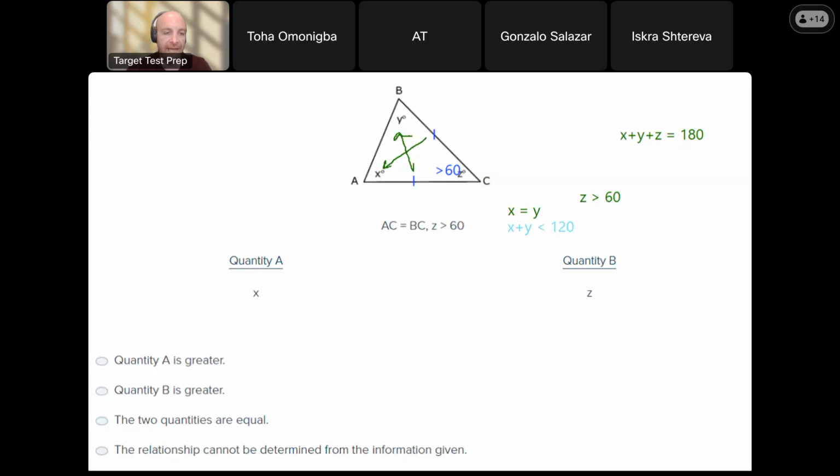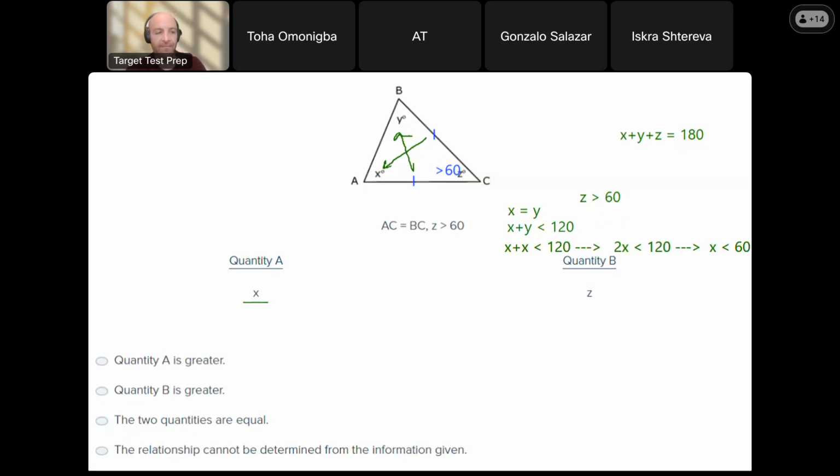Now, quantity A, the question part of the question, is all about x. So I might as well just rewrite this to say x plus x is less than 120, since y and x are the same. And that means that 2x is less than 120, or x is less than 60.